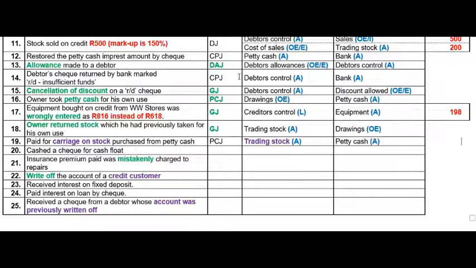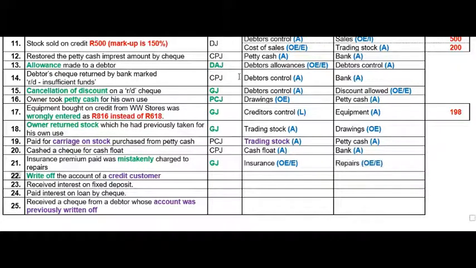Then on the 20th, the 20th transaction said cash the check for cash float. If you cash a check, it's in the CPJ, our cash float will increase, our bank will decrease. Insurance premium paid was mistakenly charged to repairs. If you read the word mistakenly, it must immediately tell you general journal. Okay, so the thing is we should have debited insurance and not repairs. So we go and credit repairs to fix this mistake.